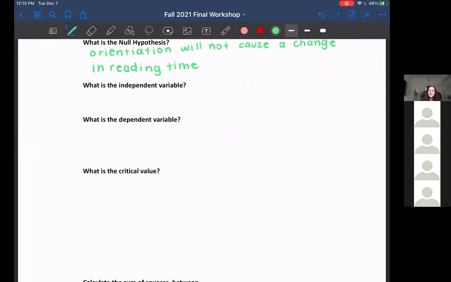So can anyone explain to me why it is reading time? Because your reading time depends on the orientation, if you go or not. I forgot what the question was, but basically it depends on. Yes, you're correct. So based off of that, let's do the next poll. So what is the independent variable? We'll wait about 15 more seconds. Okay, good. So everyone that answered it got it correct. So it is orientation. Can anyone tell me why it's orientation?